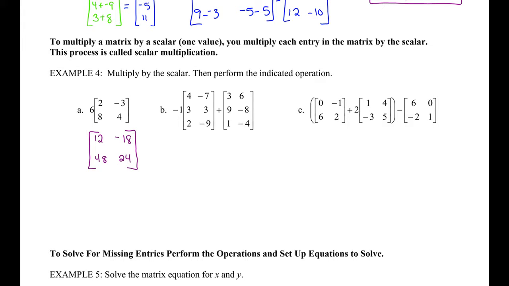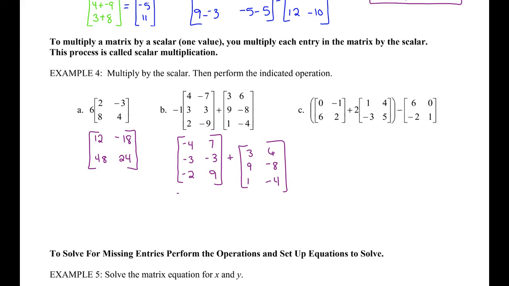Example 4b has 2 parts to it. I first must simplify using the multiplication, the negative 1 times that first matrix, which means that I'm now going to have negative 4, 7. You don't need to put the plus there. Negative 3, negative 3, negative 2, and 9. This is now the matrix that is being added to the 3, 6, 9, negative 8, 1, and negative 4.